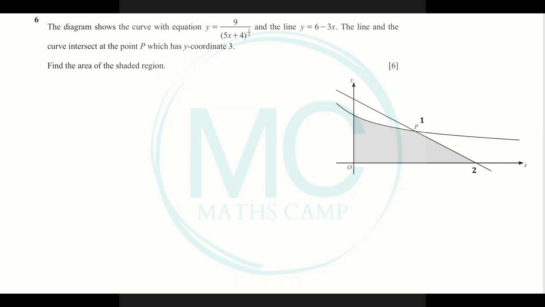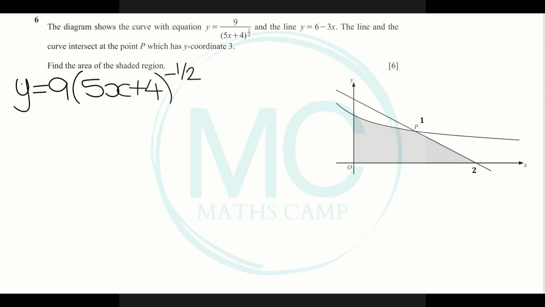Let's start by finding the area under the curve. To do this, we need to integrate. Now, it's difficult integrating when you have an x term in the denominator of your fraction. So let's move the bracket to the top, and we can make our exponent negative. So our equation becomes y is equal to 9, open bracket, 5x plus 4, with an exponent of negative 1 over 2.